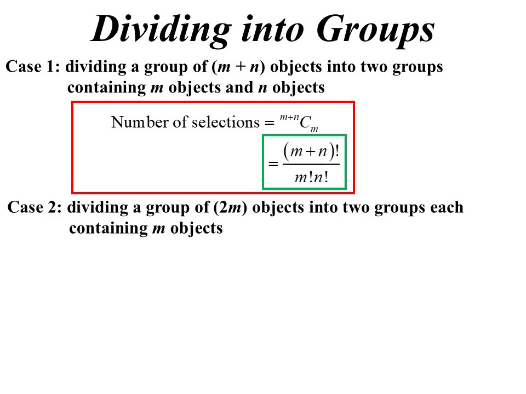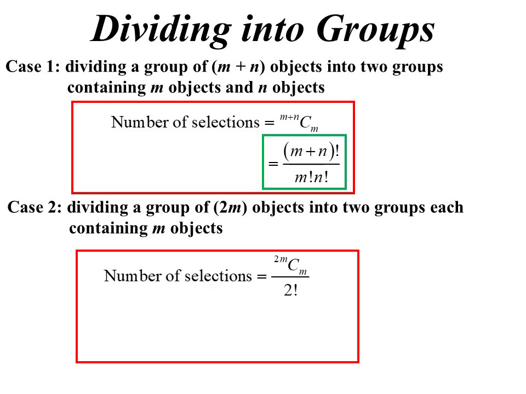Dividing a group of 2m objects into 2 groups, each of them now containing m objects. This is where I've got to be careful. It's not going to simply be 2m factorial over m factorial m factorial. I've now also got to divide it by 2 factorial. Because unlike the first one, where I said it's the same as forming these words, because the groups are of different size, I can do that.